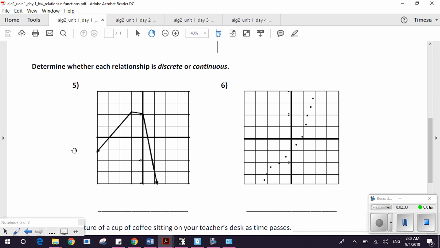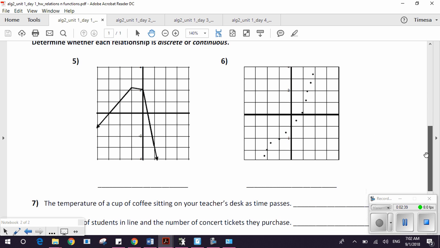For the next few questions, we're determining if the relationship is discrete or continuous. Remember, discrete means broken or definite points with pauses. Continuous means there are measurements between integers that are acceptable in your graph.